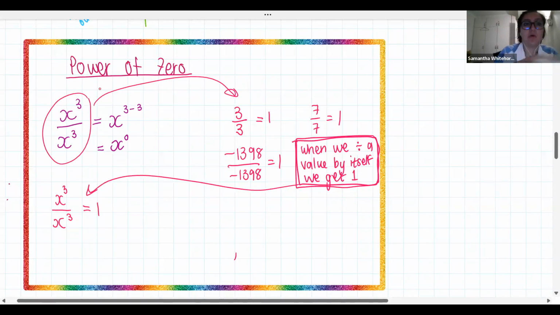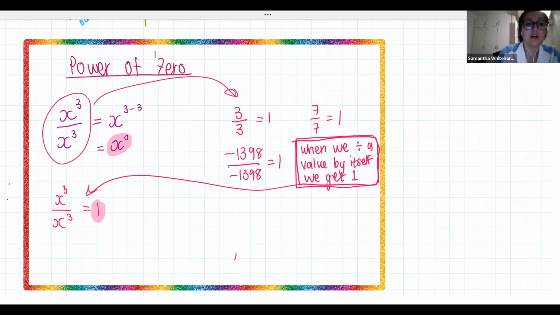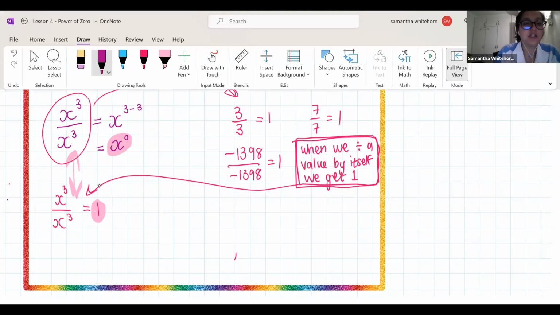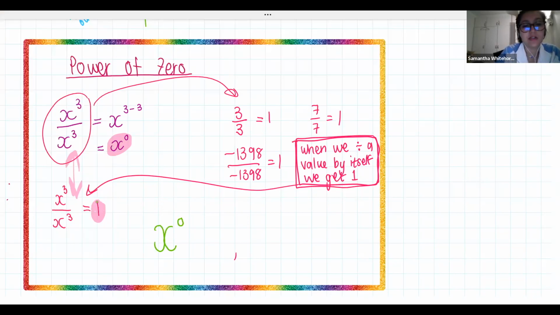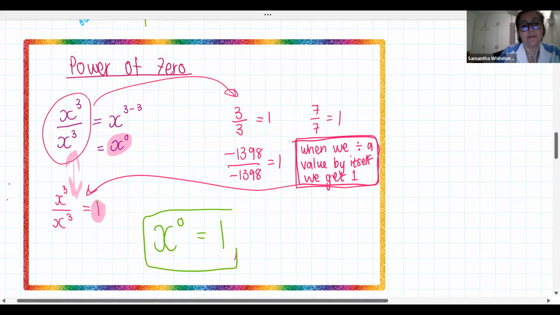But we also saw that x to the power of 3 divided by x to the power of 3 is x to the power of 0. Now, if these two answers are coming from exactly the same sum, they must be the same. And so our rule that we need to learn here is that x to the power of 0 is equal to 1. What this translates to as our rule is that any value raised to the power of 0 is equal to 1.